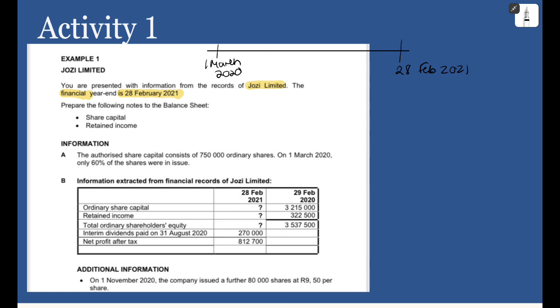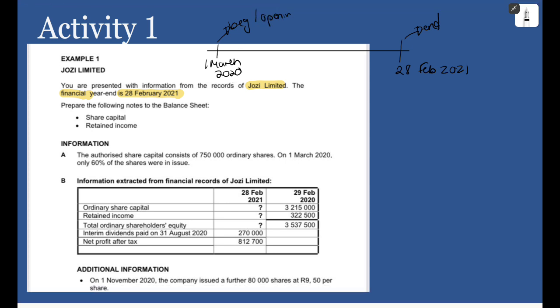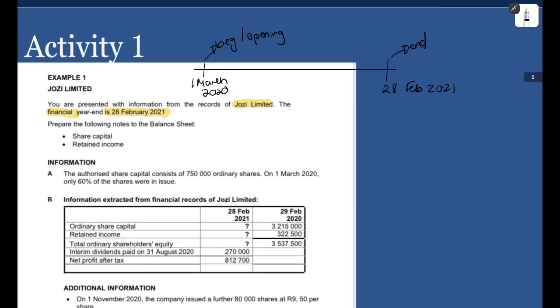So this is our financial year. Why am I writing out my financial year? Because I need to understand that this is the end and this is the beginning. Any amounts that they give me at the beginning are my opening amounts, and any amounts that they give me at the end would be my closing amounts, my closing balances. That's why we need to understand what financial year we are working in, and when it starts and when it ends.